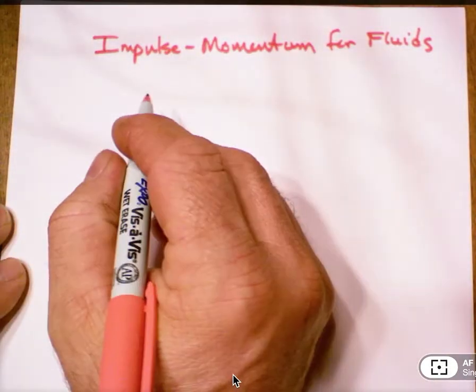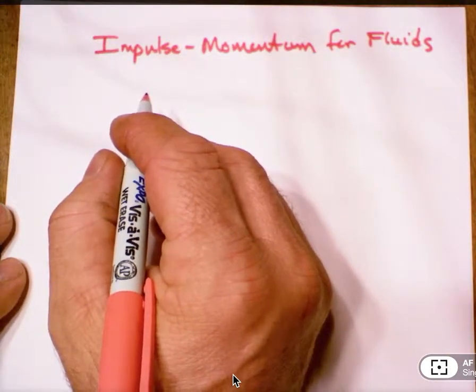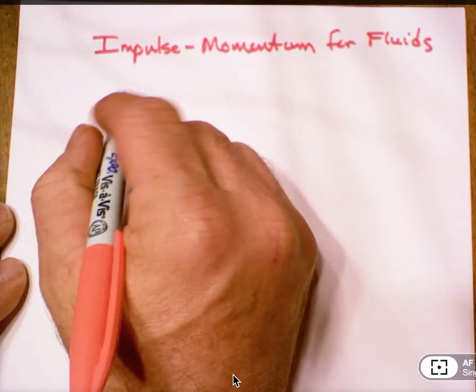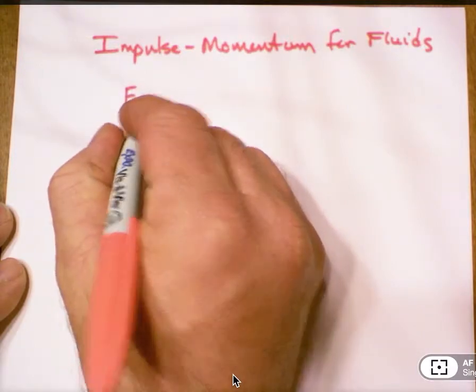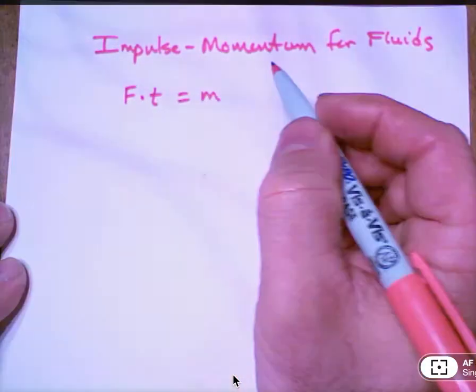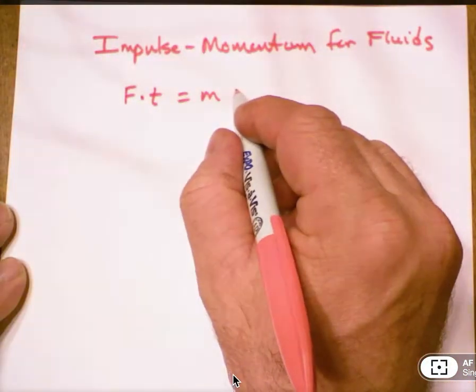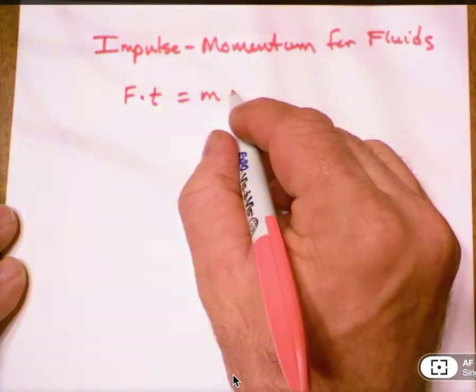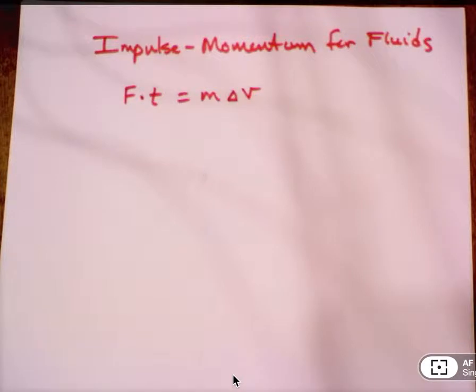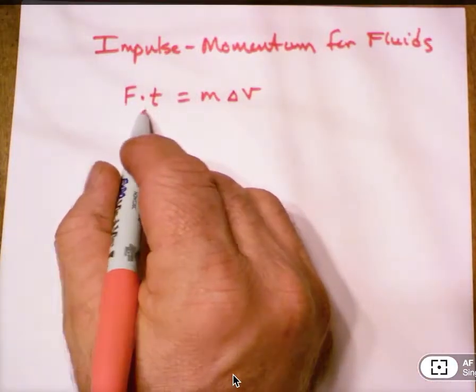And today we are going to look at impulse and momentum for fluids. Now, just a quick refresher of what impulse momentum is. It has to do with force and time on one side and mass and velocity on the other. And I'm going to do mass times change in velocity because it's only if you change the momentum that you get an impulse.